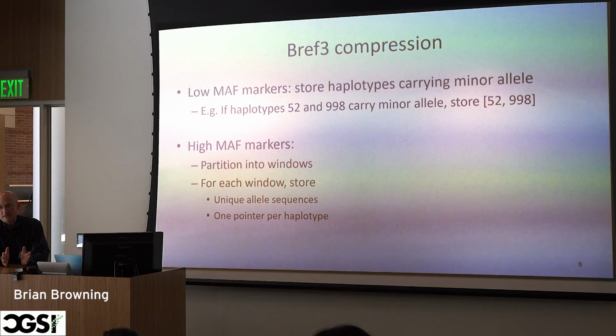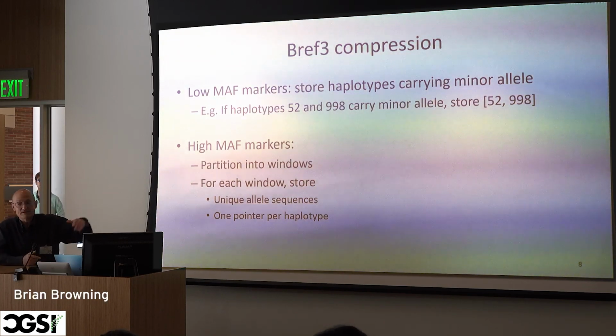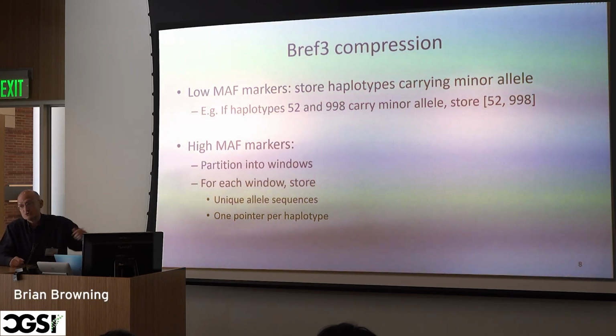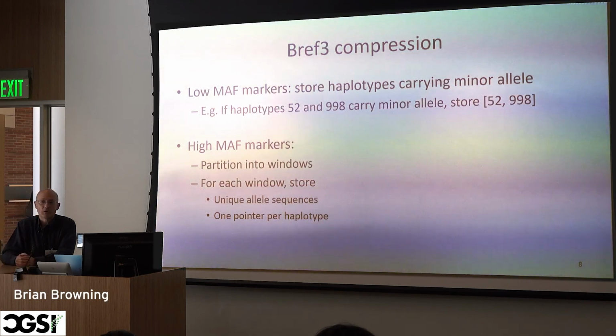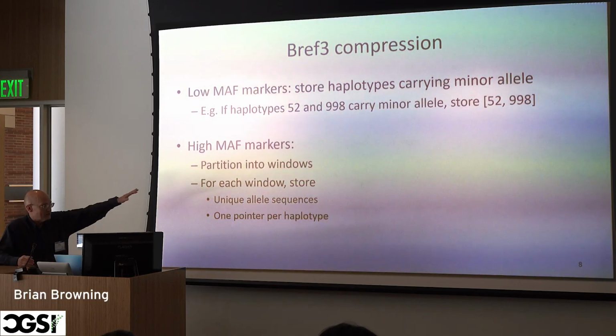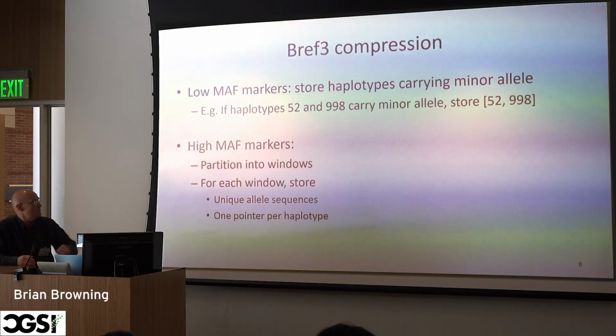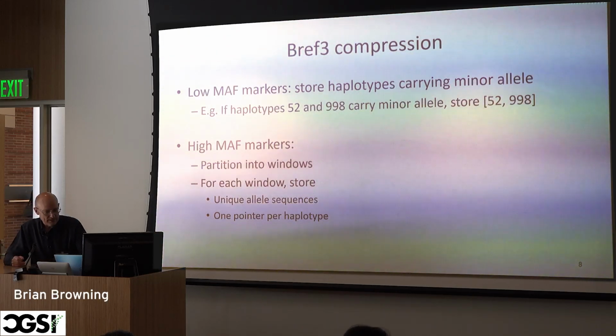And you can see the compression here, right? You have a million alleles. You could store those million alleles, or if there are only 2 copies of the minor allele, you can store 2 numbers. Huge compression. And that's very effective on sequence data because there are so many low frequency markers. Now, once you've peeled off those minor alleles, you're back to the same scenario as M3VCF. You partition the remaining high frequency markers into windows, store the unique allele sequences on each window, and 1 pointer per haplotype.